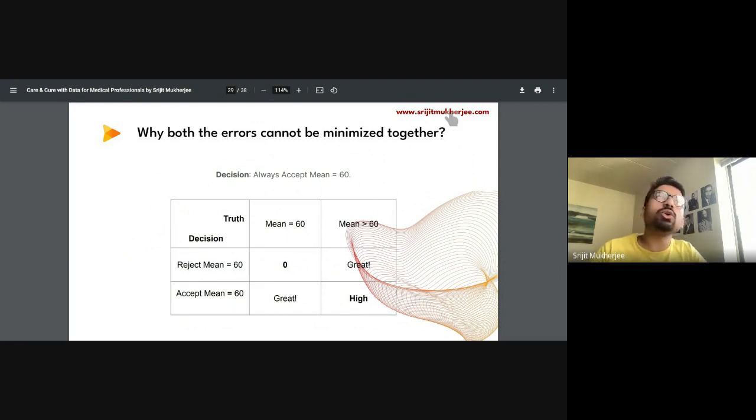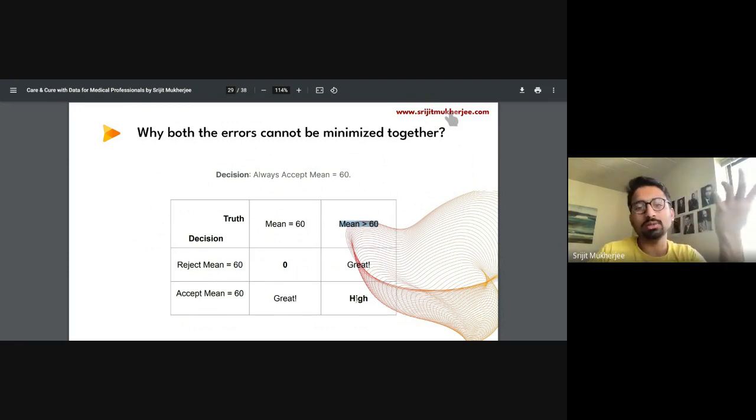Why? Let's say whatever the sample, you always make the decision that the mean is equal to 60. Since you always accept mean is equal to 60 and never reject it, the probability of type 1 error is always 0, because whatever the outcome, you're always accepting mean equal to 60. So given that the truth is mean equal to 60, you are never rejecting it, which means the error probability is 0, right? But when the mean is greater than 60, and you're always accepting mean equal to 60, the probability of error is so high.